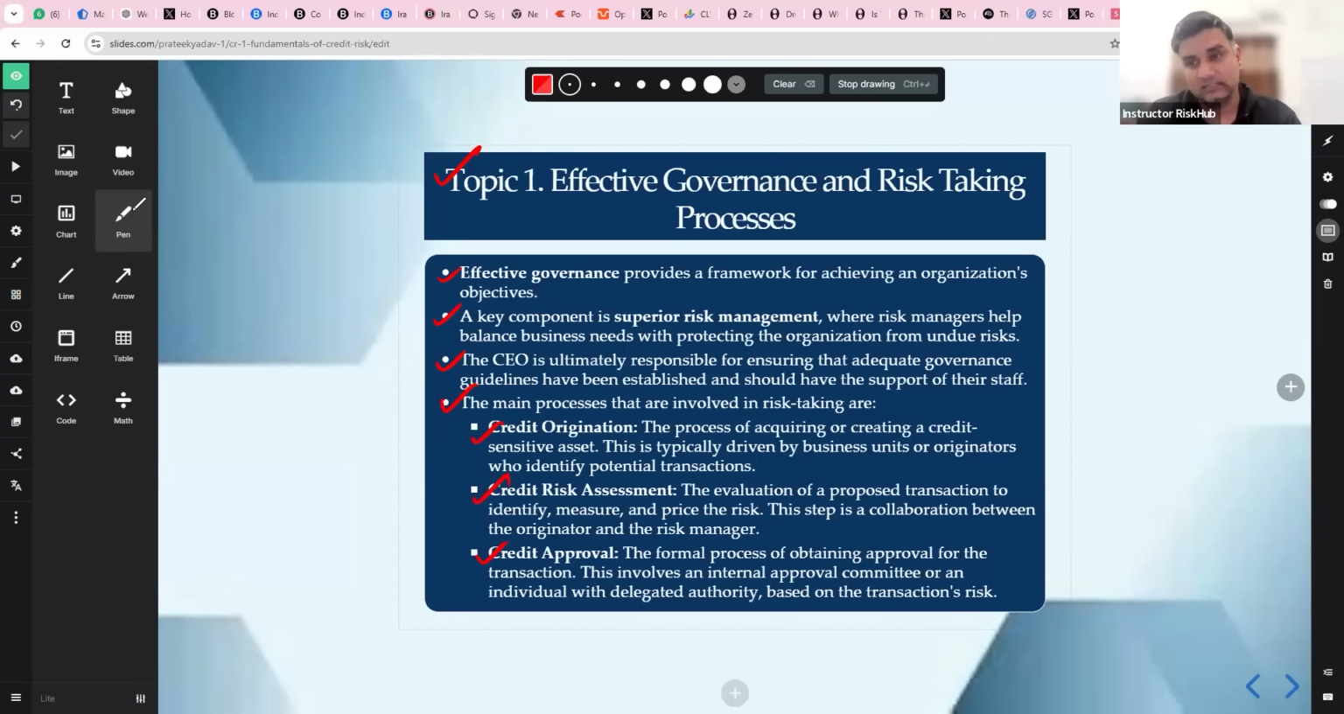That is, they are the first line of defense. They own the risk. This links to your exposure default. The exposure default starts here: loan structuring, covenant design. Then we have the credit risk assessment.